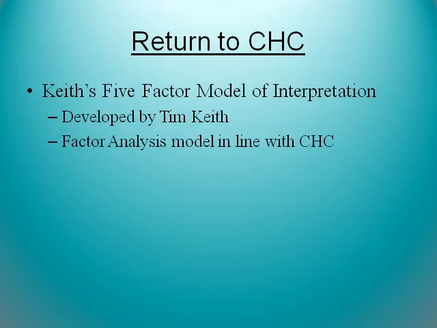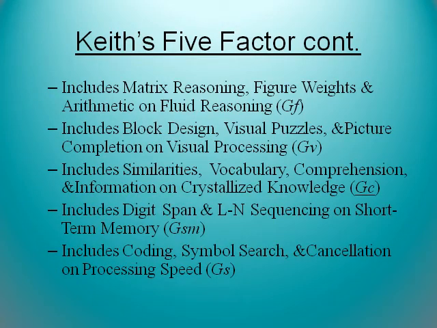Now what Mr. Cartwright was talking about is using the WAIS with the CHC theory. And when you do that, you're really looking at Tim Keith, who came up with Keith's 5-factor model of interpretation. Each of these, GF, GV, GC, GSM, do call on the use of some of the supplemental tests, like cancellation. So GS, if you really want to look at their GS, then you would look at coding, symbol search, cancellation, and on the processing speed index. So you would want all three of those, right?